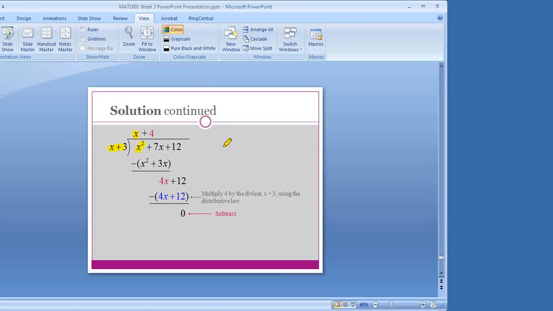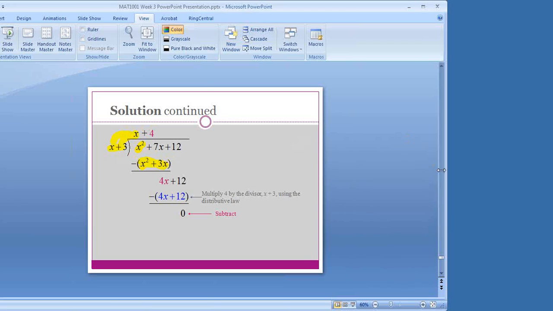But now let's continue working through this problem. So I picked x because when I multiply back, I got x squared. And right there I'm thinking I'm in good shape. I'm going to continue. So remember, when I multiply back, I'm multiplying by each term. So I've got x squared plus 3x right here.